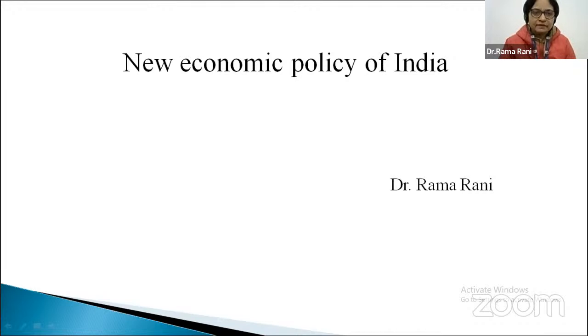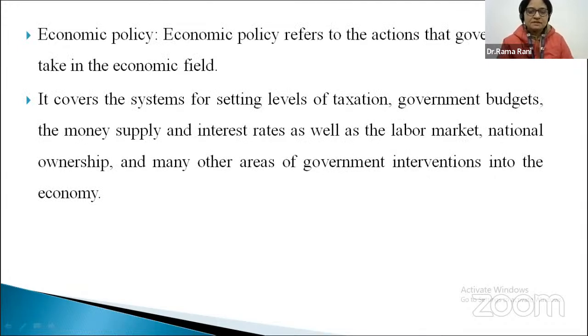Now, today's topic is New Economic Policy of India. Economic policy refers to the actions that governments take in the economic field. It covers the system for setting levels of taxation, government budgets, the money supply, and interest rates, as well as the labor market, national ownership, and many other areas of government interventions into the economy.